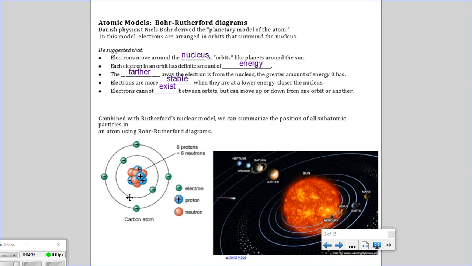And don't forget, within the nucleus, we find those protons that are positively charged and neutrons which have no charge. Don't forget that in a neutral atom, the overall charge on that atom is 0. So the number of protons is going to equal the number of electrons.